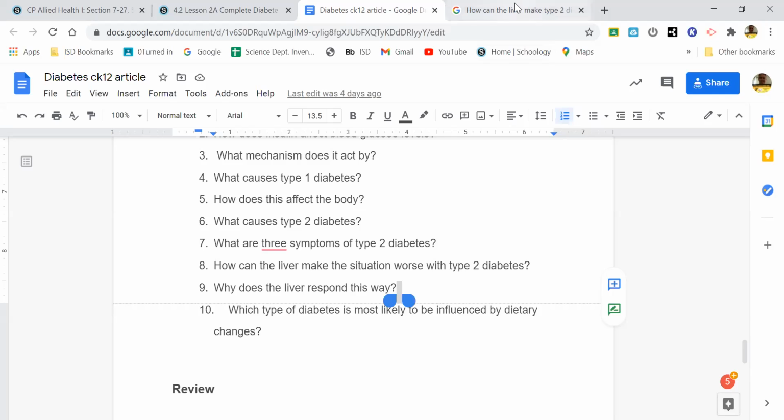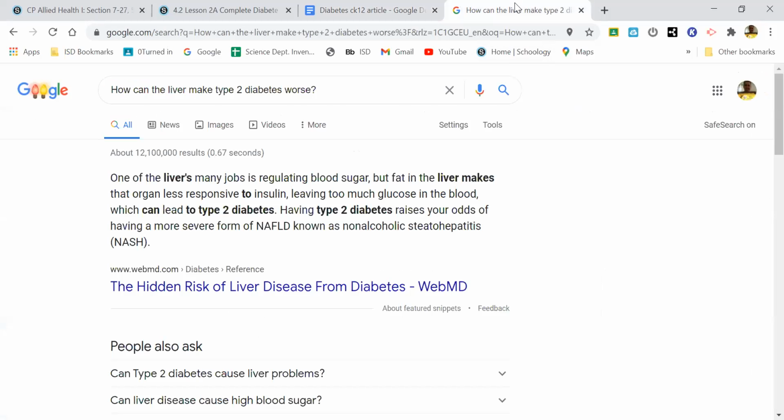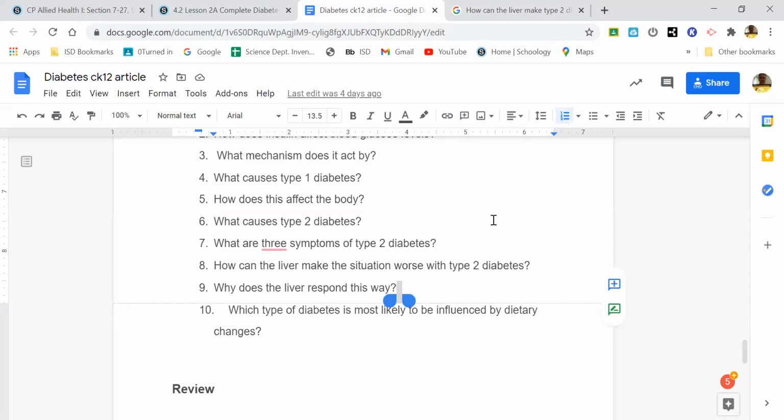Why does the liver respond this way? According to this research, fat in the liver makes the organ less responsive to insulin. So that's why we have to watch our diet. I'm confused. What number are we on? I just did 8 and 9. 8, how can the liver make the situation worse with type 2 diabetes? The liver can leave too much glucose in the blood, period. 9, why does the liver respond this way?